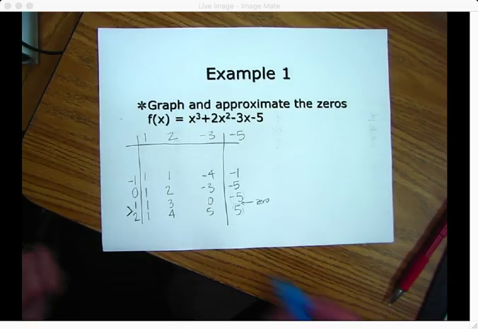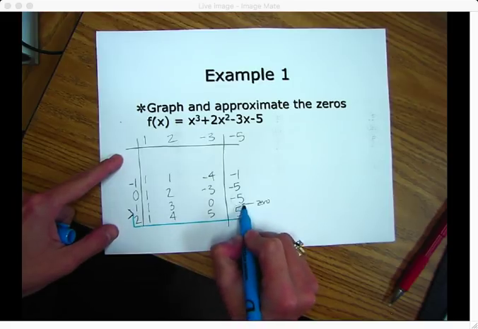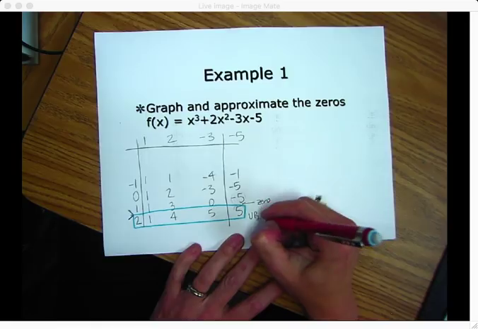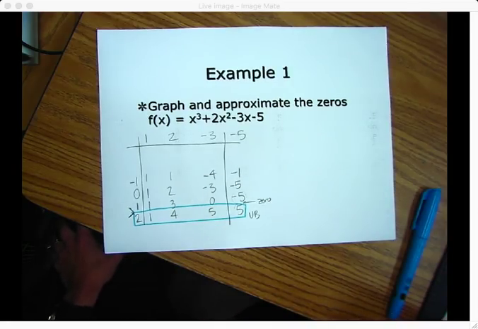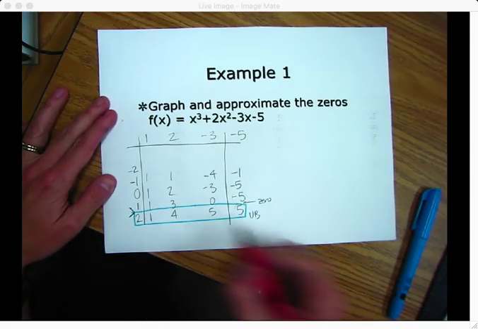I also, if I look really close, have the upper bound right here. All those numbers, all the way across, they're all positive, which means I can stop looking in this direction. I will not find another 0. So let's just look in the negative. Let me put in -2.